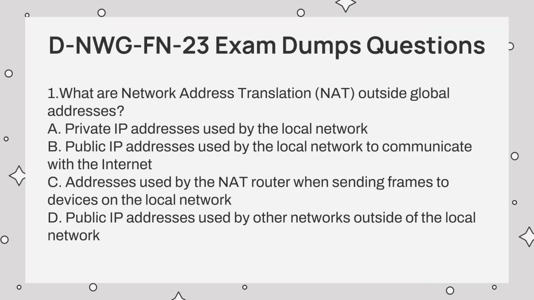1. What are network address translation (NAT) outside global addresses? A. Private IP addresses used by the local network. B. Public IP addresses used by the local network to communicate with the Internet. C. Addresses used by the NAT router when sending frames to devices on the local network. D. Public IP addresses, used by other networks outside of the local network.